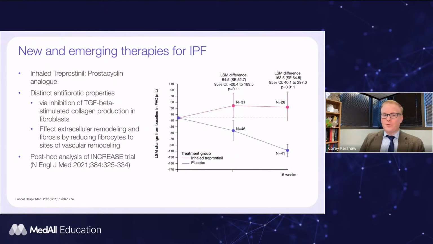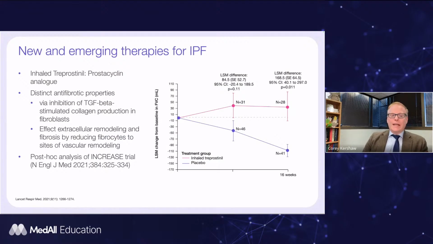Next, inhaled treprostinil. Treprostinil is a prostacyclin analog. It is a well-known medication to those of us who manage pulmonary hypertension because it's a pulmonary artery vasodilator. It has been used systemically, in IV or subcutaneous form, to treat pulmonary hypertension. There is an oral form of treprostinil and there is an inhaled form of treprostinil.